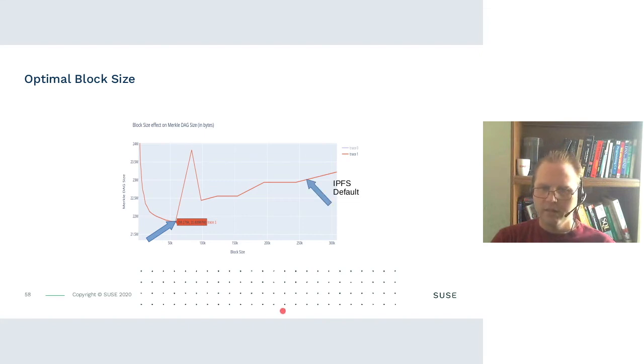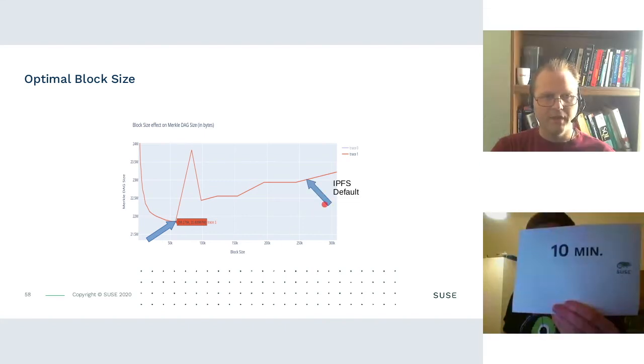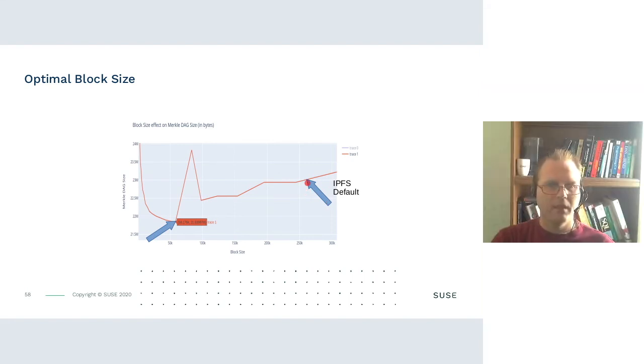Interestingly, if you look at the next slide, the default IPFS block size is 256 kilobytes, which is not in the optimal range of this simulation. But of course, the thing to keep in mind is that the optimal block size is going to be heavily dependent on the contents of the data file, since it depends on at which block size the most duplicates are seen. So our minimum here could be just due to the nature of the file that I tested.